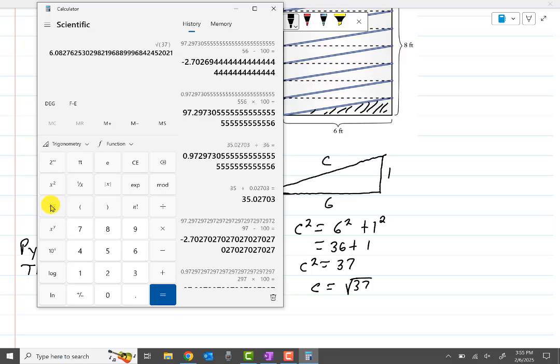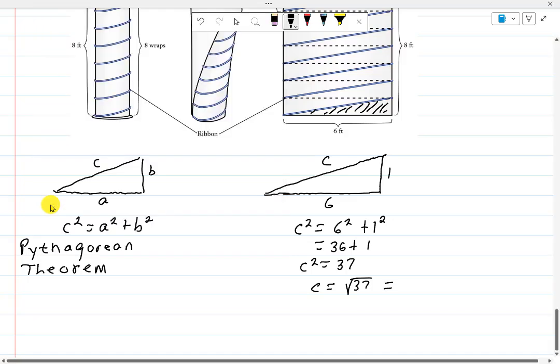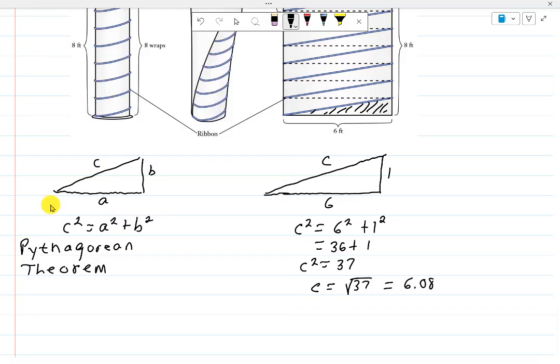6.08276, etc. Now I'm going to round this to 2 decimal places because when you buy these lengths of ribbon, it's almost certain they're going to come in whole lengths of feet and not partial feet. So rounding is not going to be a big deal here. So I'm going to say 6.08 feet. And remember, this is just an approximation.